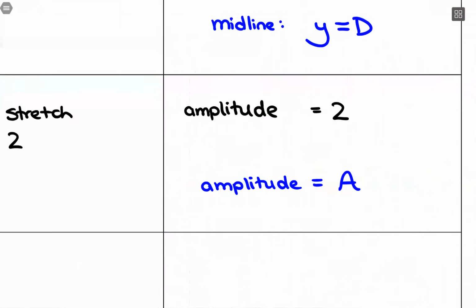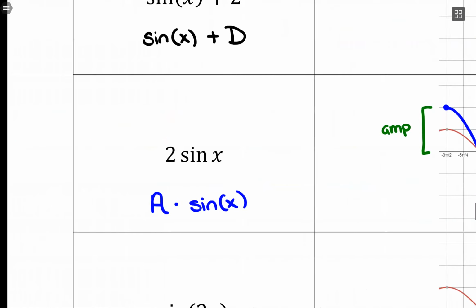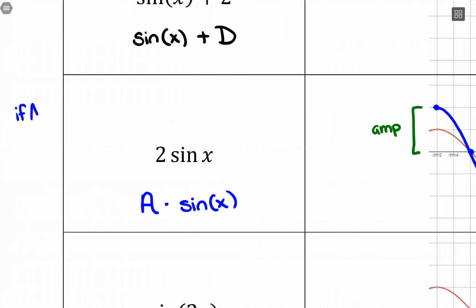So with that, when we look at amplitude, really it's the absolute value of a. It should just always be positive. And then if you have this negative coming out front, so if a is negative, that means reflect over the x-axis.